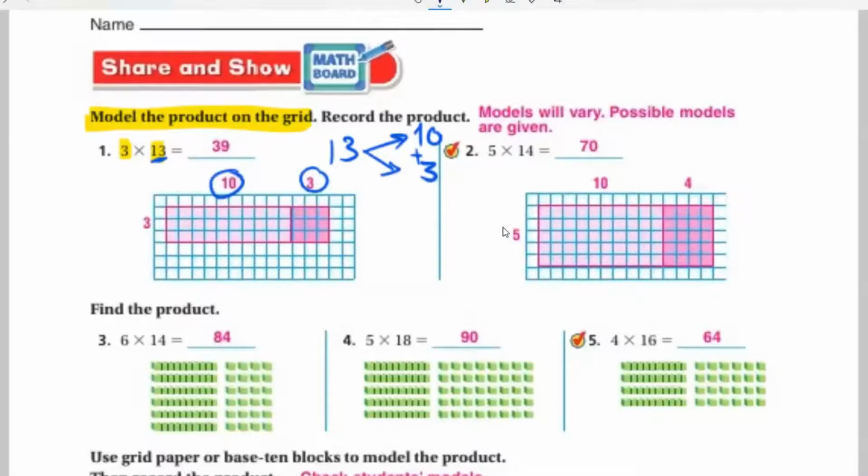Let's model it. We have 3, so let's write here 3 and represent it by 3 squares, as you see here. 1, 2, 3. After that, let's count 13 squares. 1, 2, 3, 4, 5, 6, 7, 8, 9, 10, 11, 12, 13. You have to count the correct squares, okay? Let's make the rectangle here.